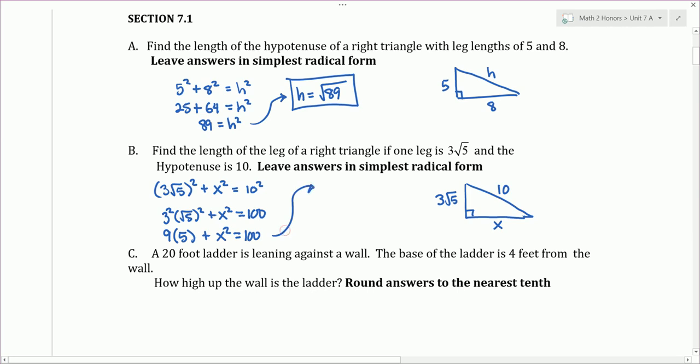9 times 5 is 45. Subtract 45 and you get x squared is equal to 100 minus 45, which is 55. Take the square root, and x is the square root of 55. 55 is 5 times 11 and can't be simplified any further than it is, so we're going to leave it. X equals root 55.